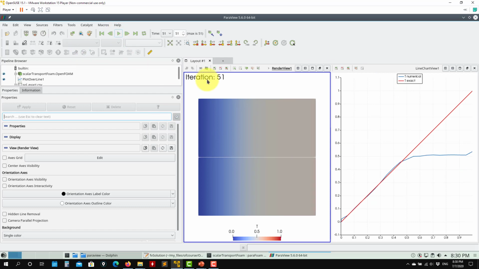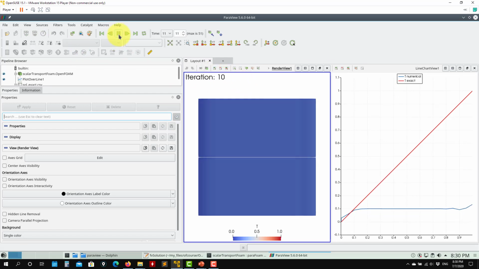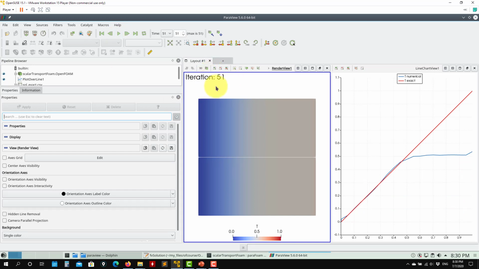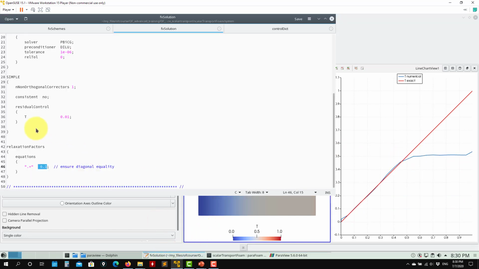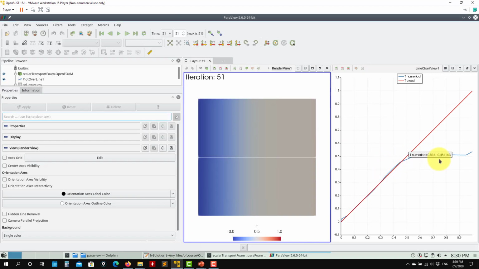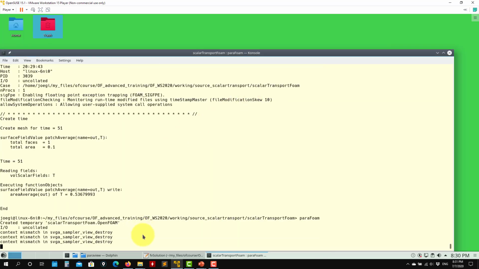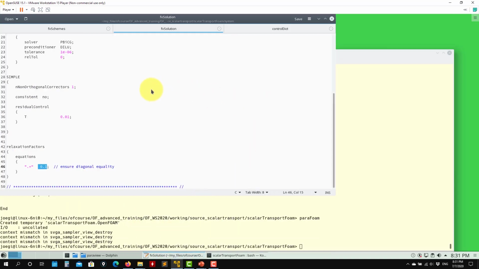Okay, so see that here we have the number of iterations. You press play, you see the evolution. So see that it stopped, and after 51 iterations, it reached this convergence tolerance here, but we can clearly see that we haven't converged. Okay, so how can we improve that convergence?